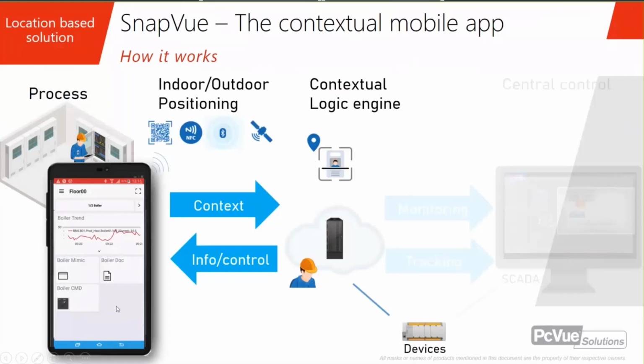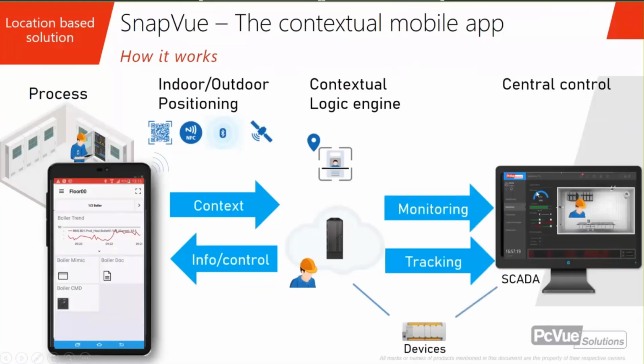On the other side, in the central control room, you can monitor if there is a mobile operator, and where the operator is. And it's also possible, optionally, to track the teams to be sure where the teams are and to be able to provide some security or things like that.